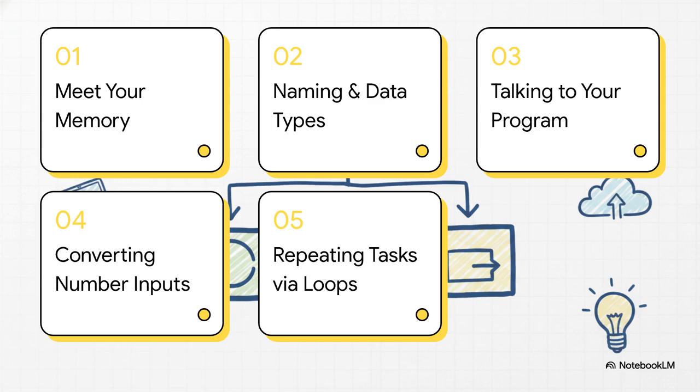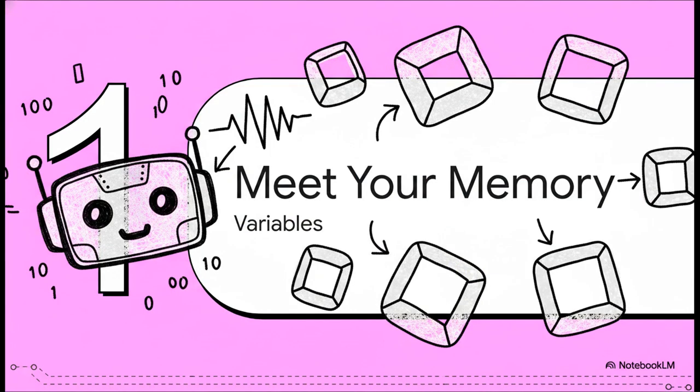First, we'll meet your memory with variables. Second, naming rules and data types. Third, talking to your program. Fourth, converting number inputs. And finally, repeating tasks with loops. Let's dive right into Section 1.